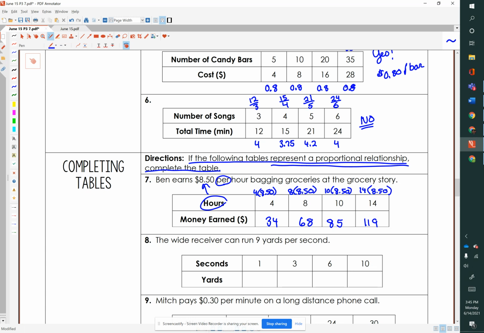Now in number 8, we are told that the wide receiver can run 9 yards per second. That sounds pretty quick to me. So we're going to multiply each one of these times 9, 1 times 9, 3 times 9, 6 times 9, and 10 times 9. And we should not need a calculator for this. 1 times 9 is 9, 3 times 9 is 27, 6 times 9 is 54, and 10 times 9 is 90.